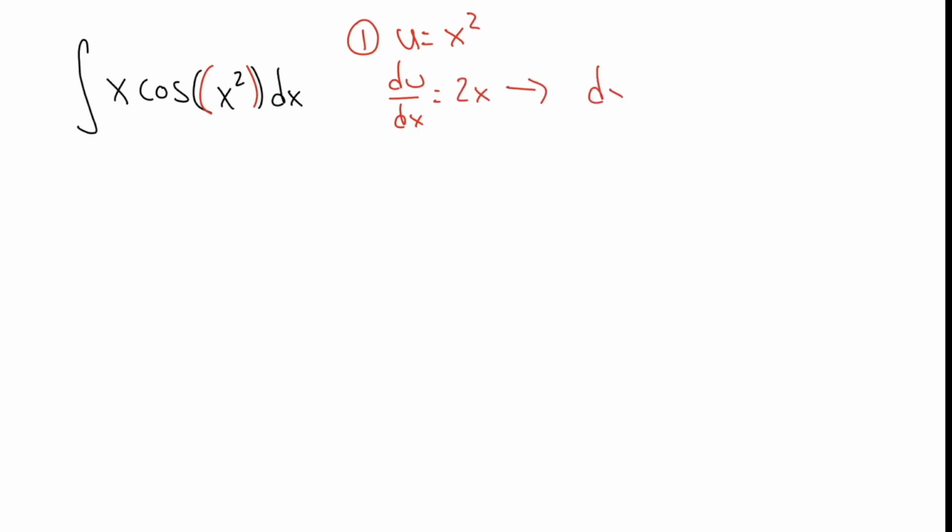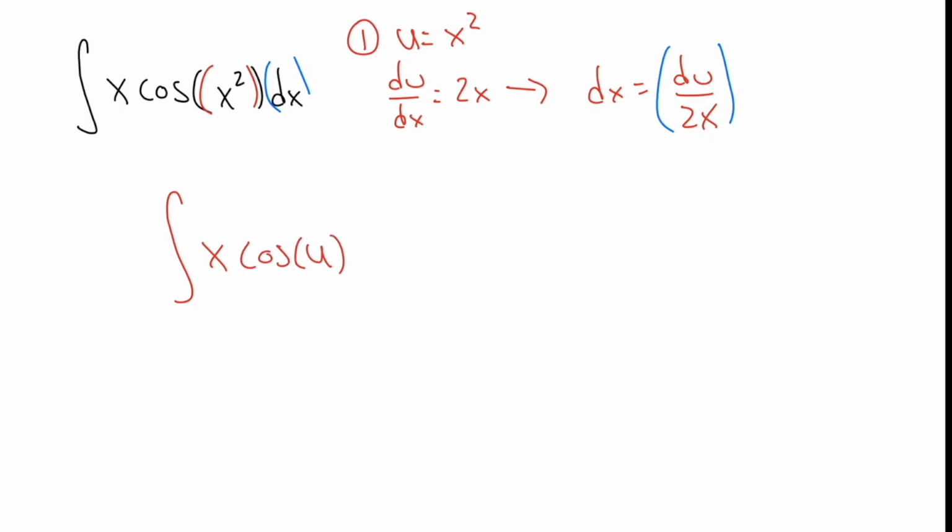We're going to find du over dx, or the derivative. Rearranging for dx, we get du over 2x, and we're going to plug that in for dx. We get x times cosine of u. So we set u equal to x squared, which means that we can change x squared to u, and we multiply this by du over 2x. We know this worked because an x at the top and the bottom cancels out, and we're left with no more x's in the integral.